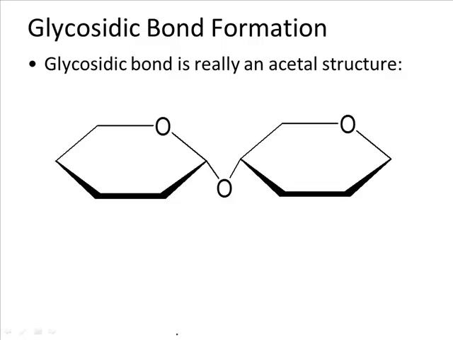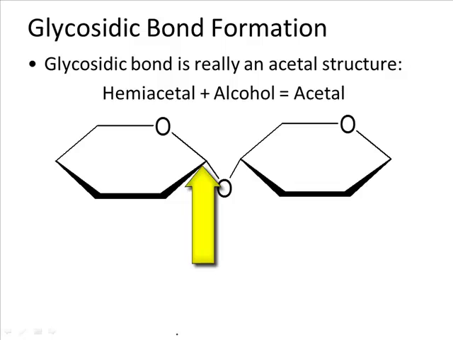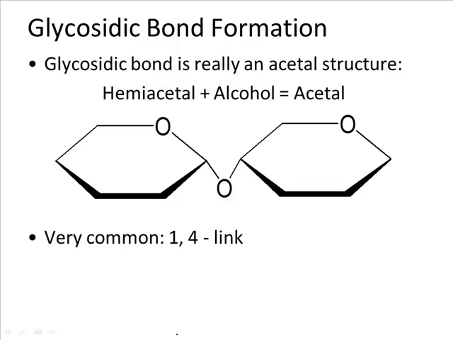We can recognize that it's part of an acetal structure if we remember that carbon number 1, which is the anomeric carbon, is actually part of a hemiacetal. And we know that when a hemiacetal bonds with another alcohol, we get an acetal structure. So in this case, the hemiacetal is actually the monosaccharide on the left, and the alcohol structure is from the OH group on the monosaccharide to the right. This particular glycosidic bond is an example of one of the most common. It's what's called a 1,4 link, or a 1,4 bond.